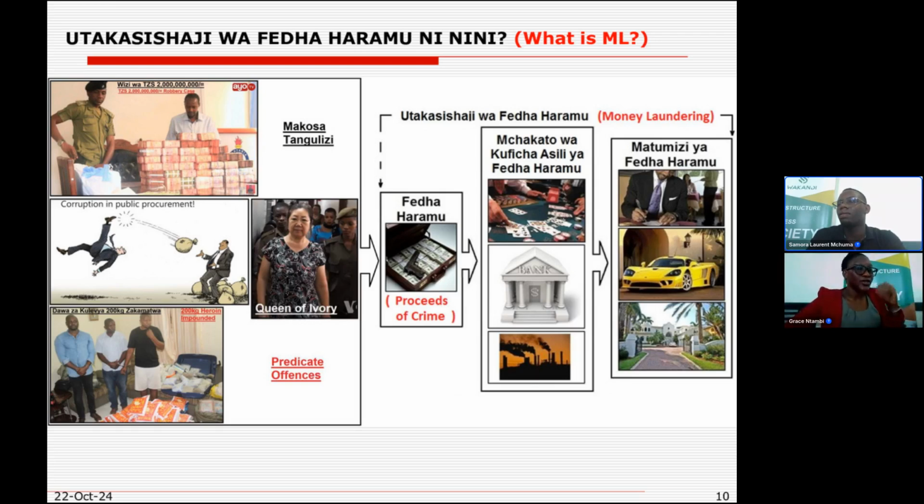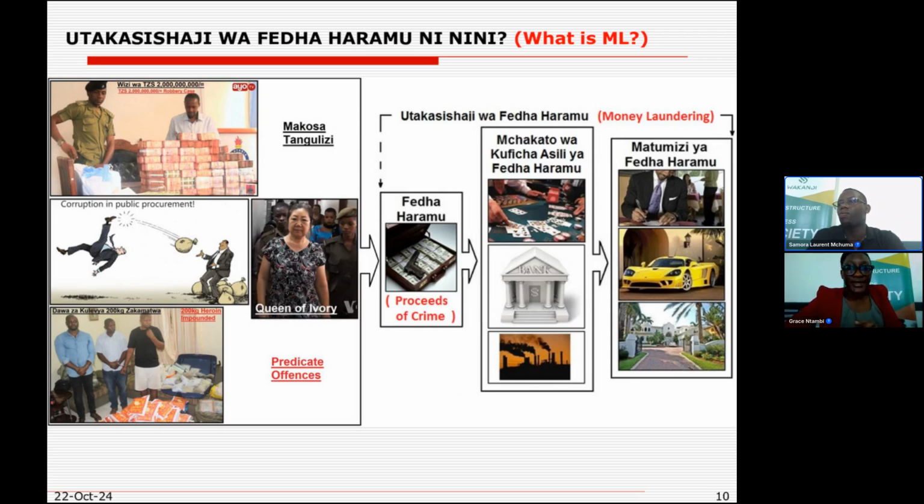It could be endorsed into businesses, maybe in casinos, or maybe it's taken to the bank. Or someone invests into industry. So you get proceeds of crime, the money was gotten through a predicate offense, and it's now becoming legal, like it's clean money.